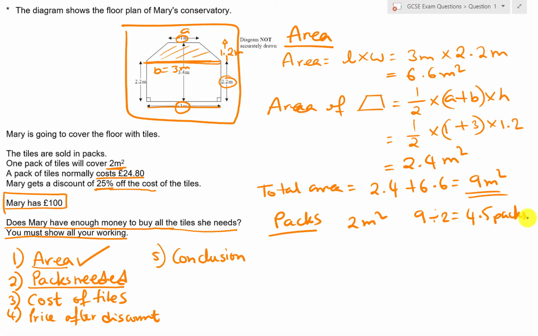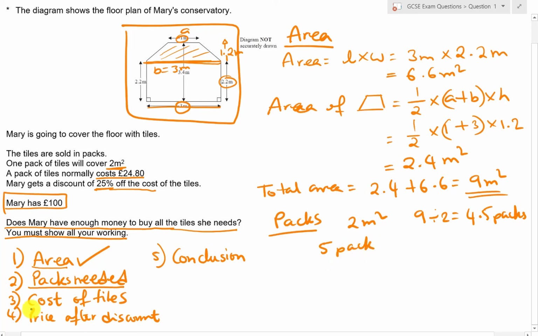So therefore you need to buy a full pack, because Mary can't buy 4 packs, otherwise she'll have some empty spaces in her conservatory which wouldn't look very good. So therefore she will need to buy 5 packs. So we can round it up, 4.5 rounded up to 5 packs.